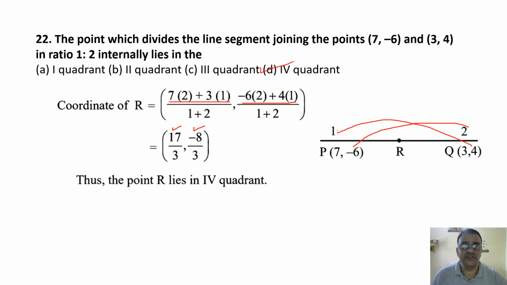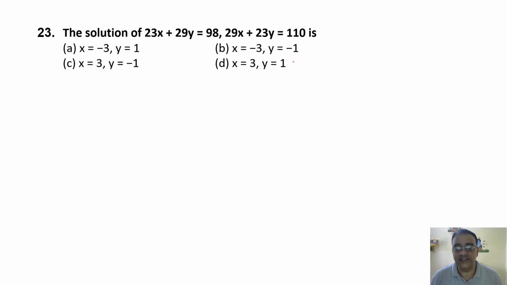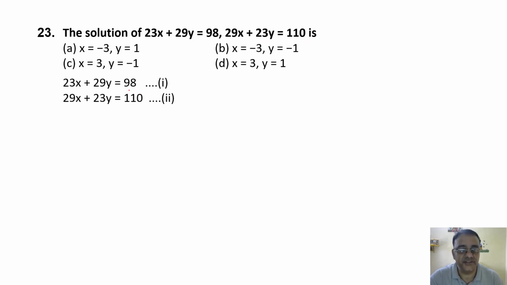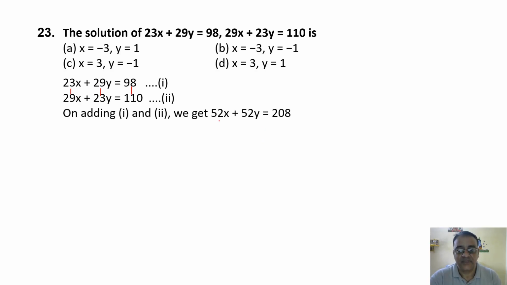Now we are moving toward question number 23. The solution of 23x plus 29y is equal to 98, 29x plus 23y is equal to 110 is dash. So these are the two equations. If we add these two, we are getting 52 and here we are getting 208. So 208 is a multiple of 52. So हम लोग क्या करेंगे, एक बार इसको add करेंगे और एक बार subtract करेंगे. So first we will add. Now if you divide all by 52, you will get x plus y is equal to 4. Let it be equation number 3. Now we will subtract these two.